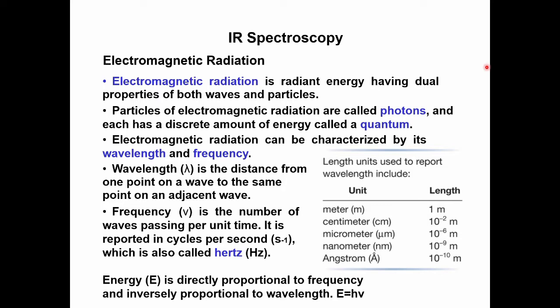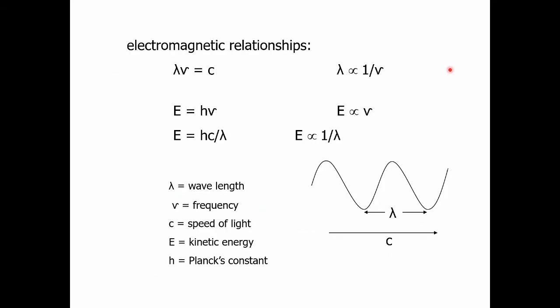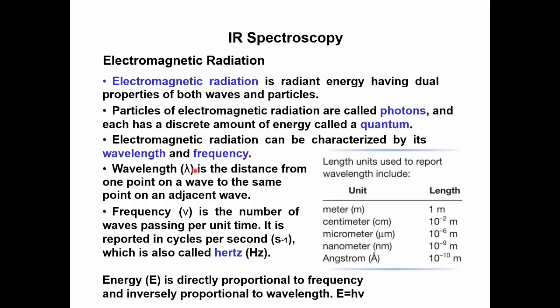To measure these electromagnetic radiations, we characterize them by their wavelength and their frequency. So here's an example of the wavelength. Wavelength is the distance of a peak from one end to the other, while the frequency is how fast it goes. So the wavelength is the distance from one point on the wave to the same point on the adjacent wave, while frequency is the number of waves that pass per unit of time. And this is usually reported in hertz, or 1 over seconds.